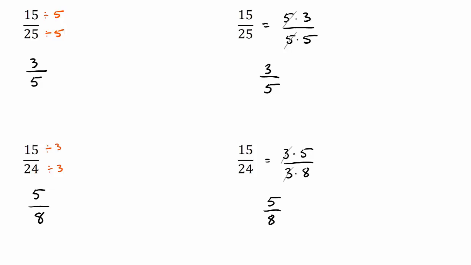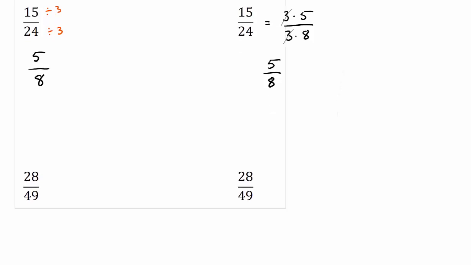And finally, one more. If we look at 28 and 49, they are both divisible by a 7. And so 28 divided by 7 is a 4. 49 divided by 7 is a 7. And if we look at it by factoring, I can write 28 as 4 multiplied by 7. And I can write 49 as 7 multiplied by 7. And I can see that those 7s divide to 1. And I'm left with 4 over 7.